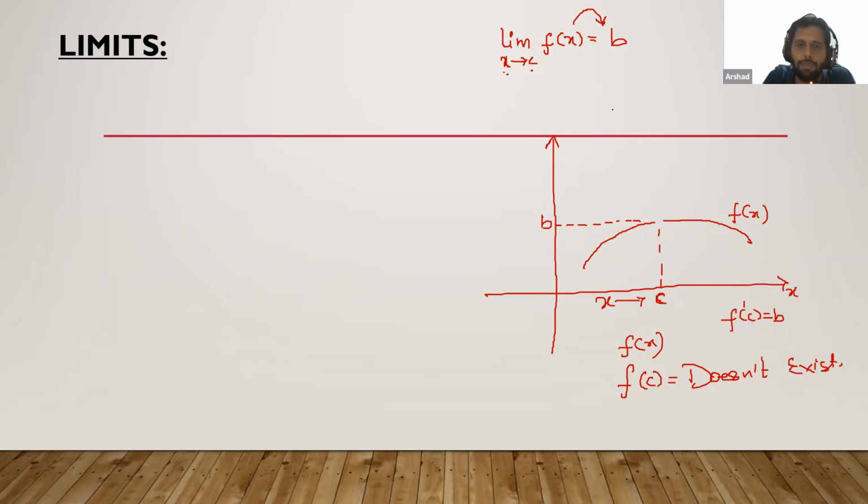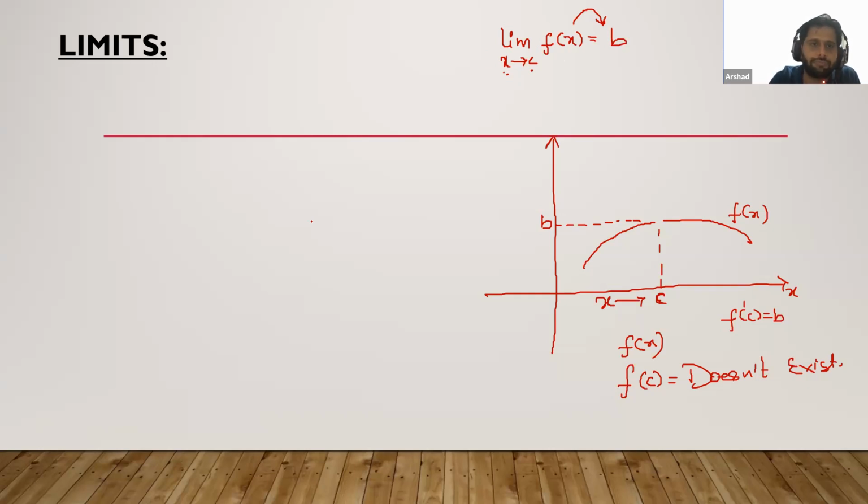So sometimes there is nothing here. For that value, the function does not exist, but the limit exists. So limit means what value the function is approaching. This is represented by limit x tends to c.